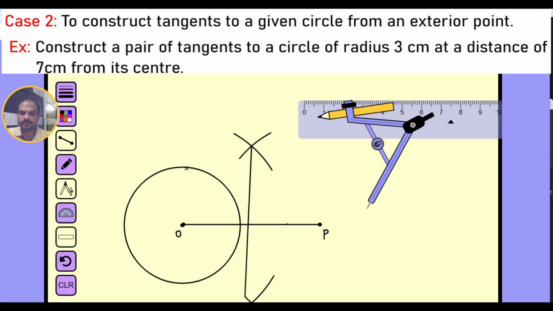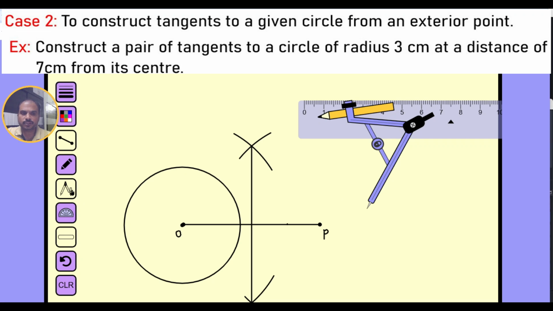Clear? Right. So now I just draw a line over here, which will be the perpendicular bisector of OP.